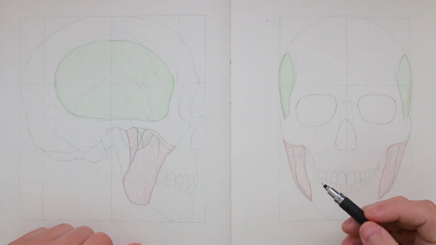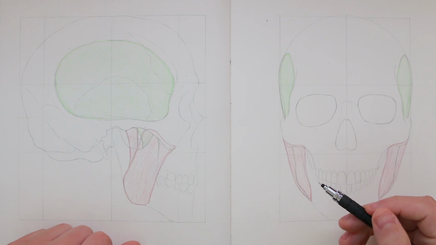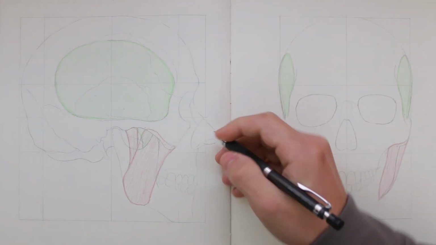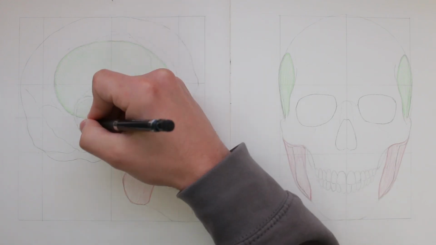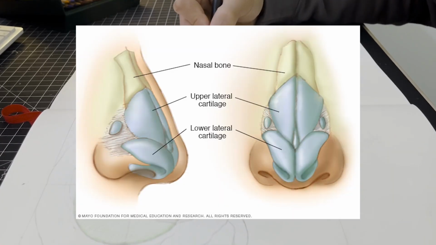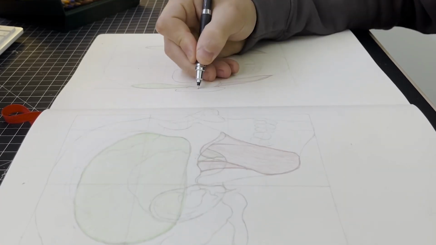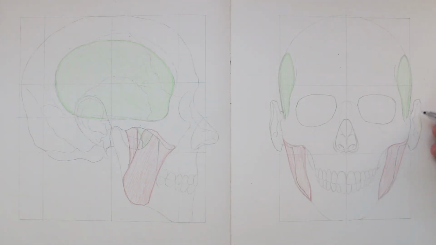And remember, these next muscles on the face move the skin, not the bones, and they allow us to make expressions. Before I draw them on, I'm going to quickly add the cartilage for the nose and also the ears. This is because some of these muscles will cover these.